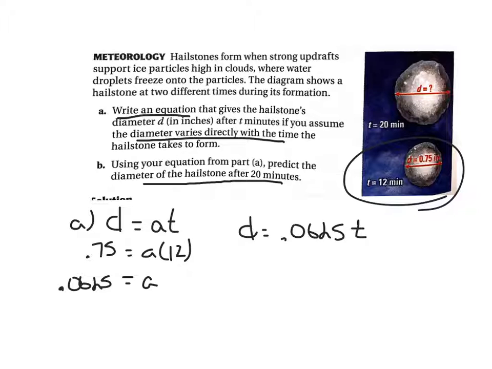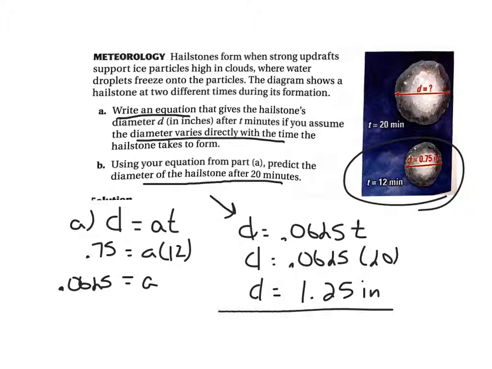Now, in our second question, it says, predict the diameter after 20 minutes. So all you have to do is put the 20 in for the time, because minutes is time. Take those two numbers and multiply on your calculator, and you should get 1.25, and that is in inches. 1.25 inches. So they are going to have you do some of those today where you have to find the equation first and then plug in a value to figure out what D would be.